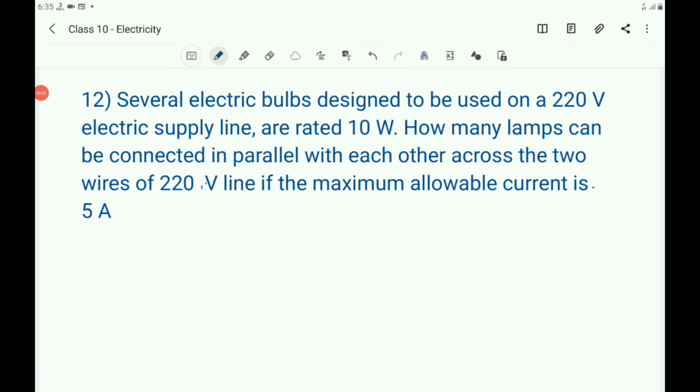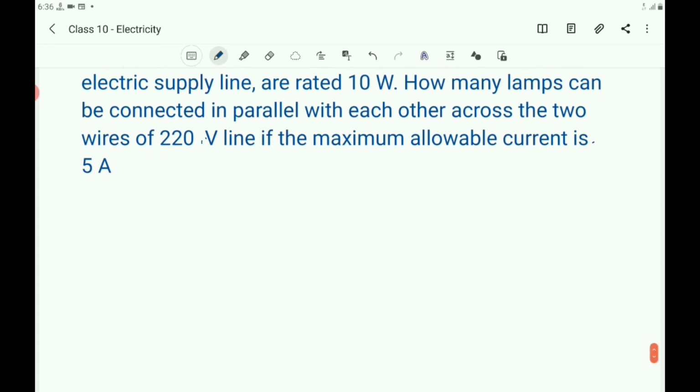Now the question number 12. Several electric bulbs designed to be used on 220 volt electric supply line are rated 10 watt. How many lamps can be connected in parallel with each other across the two wires of 220 volt line if the maximum allowable current is 5 amps? Here the voltage of the line is 220 and the electric bulbs are rated as 10 watts. They are the 10 watts bulb.